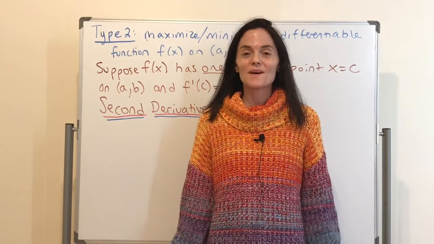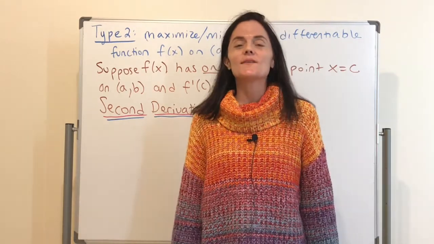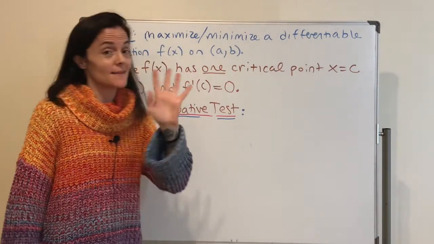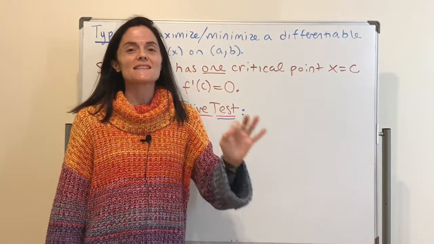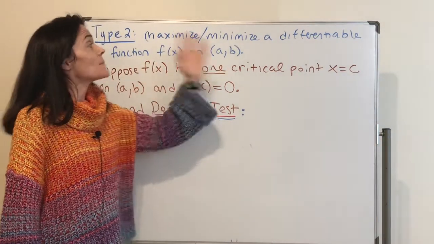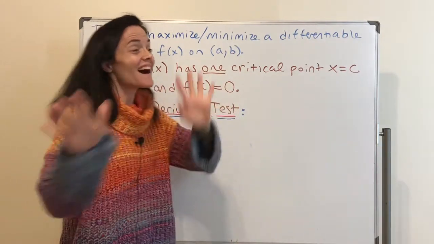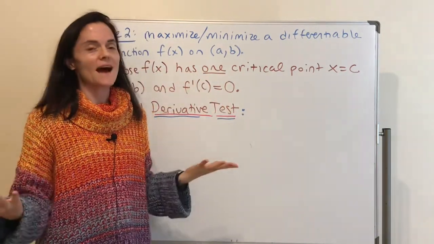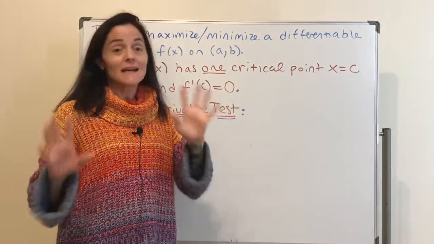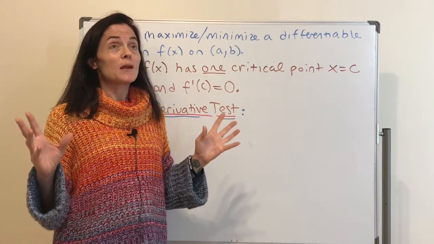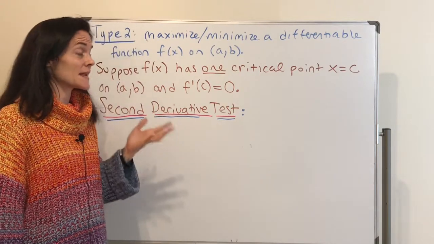Before I do any more examples, I would like to talk about another option that you have when you are in this type 2. So this is when we want to maximize or minimize a function that is differentiable, but importantly defined on an open interval. So we are not in the closed interval case where we have the extreme value theorem. Now, this option really comes from the local max and min, and we could have discussed this much earlier in the semester, but I think now is a nice time.